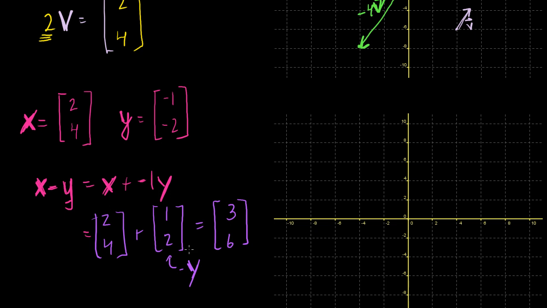So let's see what that looks like when we visually represent them. Our vector x was 2, 4. In standard position, it looks like this. That's my vector x. And then vector y in standard position, I'll do y in green. Vector y is -1, -2. It looks just like this.